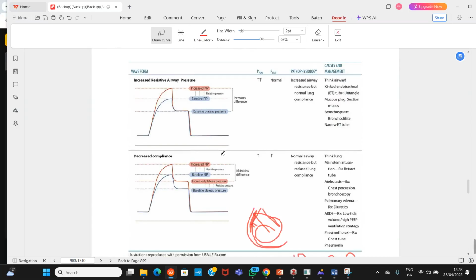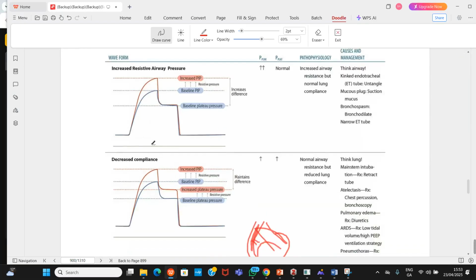Let me just show us through the clinical scenario they will now give us. Now, I want us to look at this diagram very well. I want us to follow the blue line for now, only the blue line.